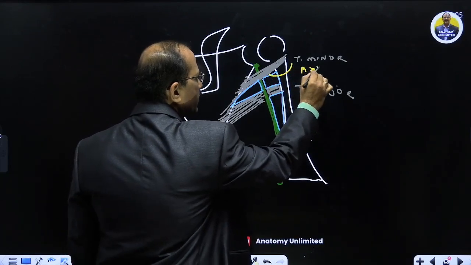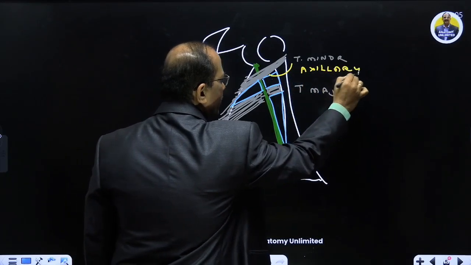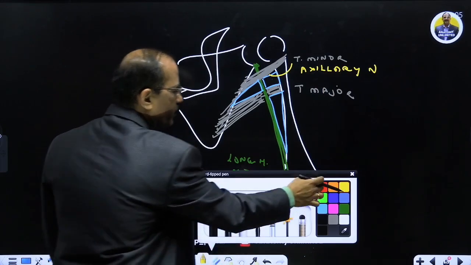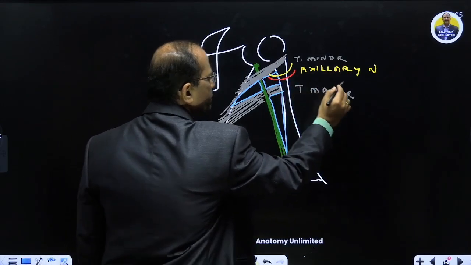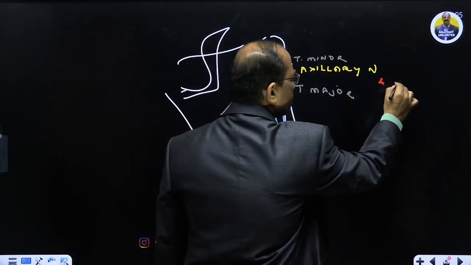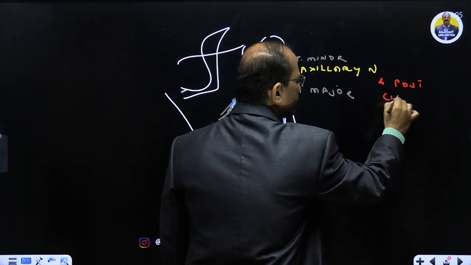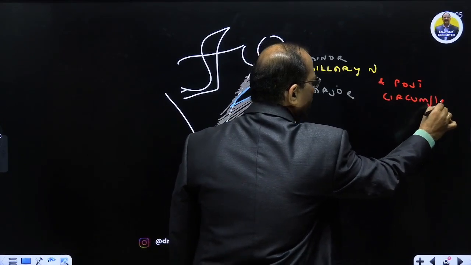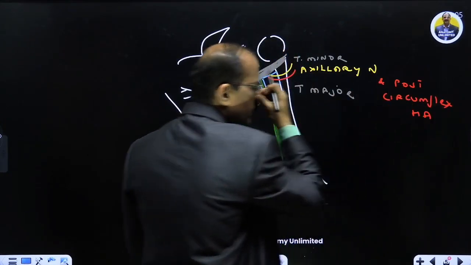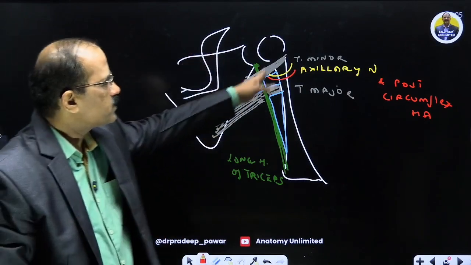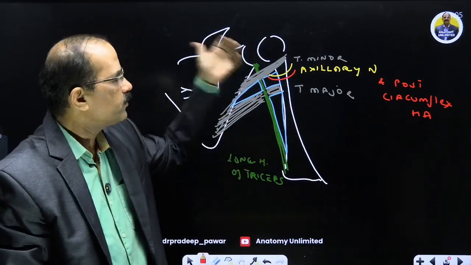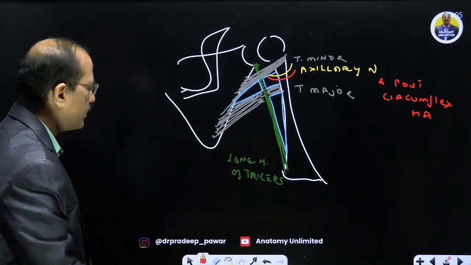This is the axillary nerve. And along with the axillary nerve there's an artery which goes. What is this artery? This is the posterior circumflex humeral artery, right? So what passes through the quadrangular space is the axillary nerve and the posterior circumflex humeral artery.